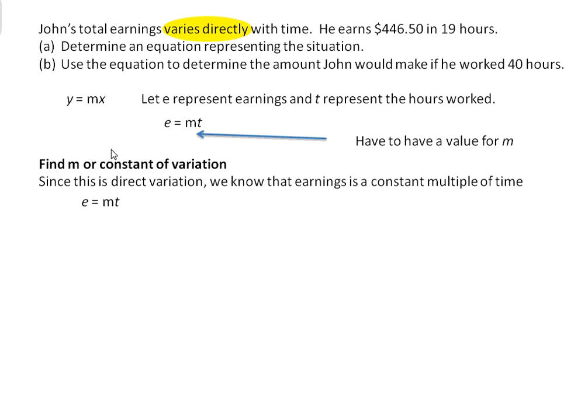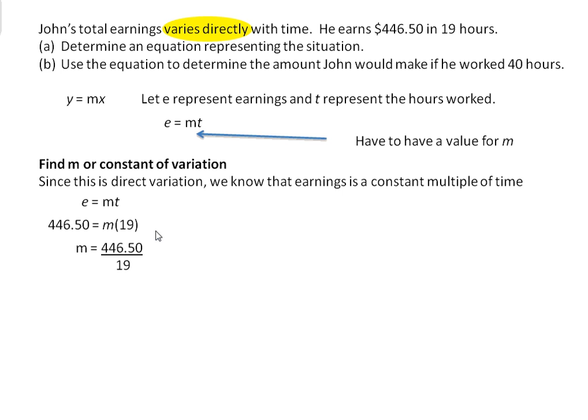So we have our initial equation, E is equal to mt. Now the information given to us in the question says that he earns $446.50 in 19 hours. So in this one situation, when earnings is equal to $446.50, we know that time is equal to 19. So we substitute those two values into the equation, E equals 446.50 and T equals 19, and now we can solve for the constant of variation.